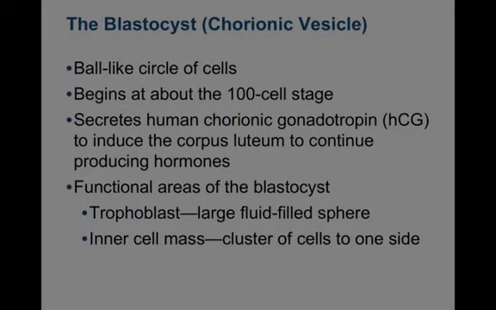So, the blastocyst is a ball-like circle of cells, about 100. This is what secretes human chorionic gonadotropin. And why is that? What is HCG and why is it important? It helps the corpus luteum make the hormones.